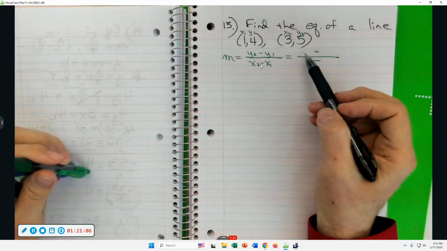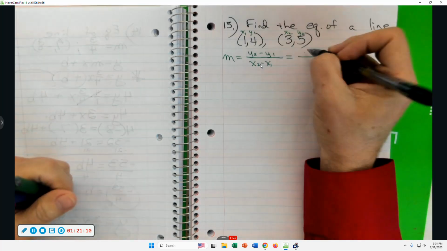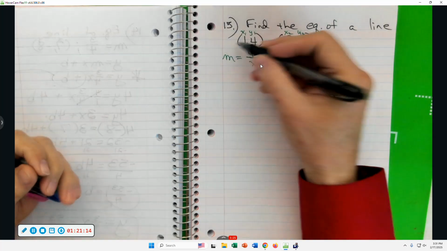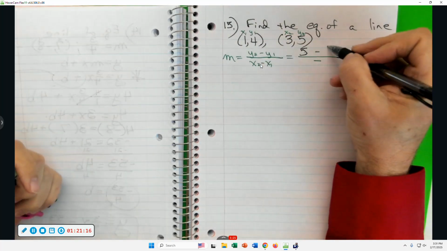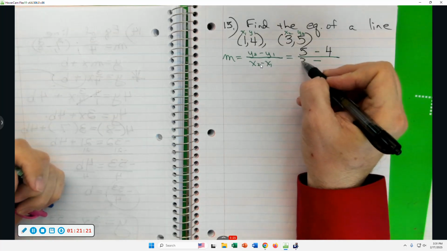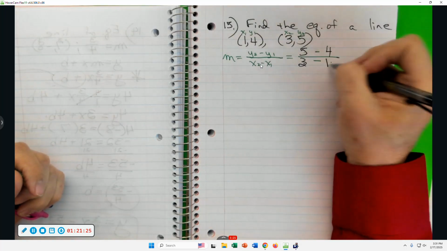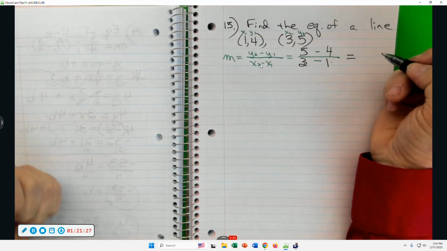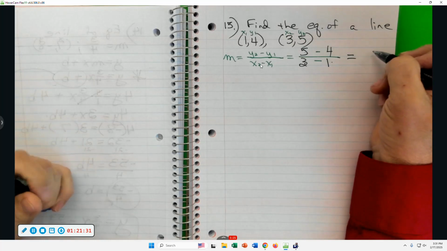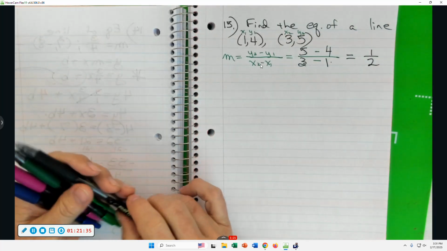Okay. What will I put here? 5, that's y2. Okay, I agree. Y1 is 4. Here, 3. That's x2. Here, 1. It couldn't have turned out to be an integer, could it? What's the slope going to be? 1 over 2.